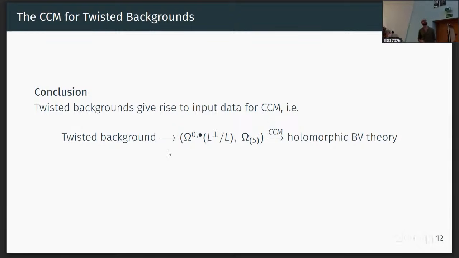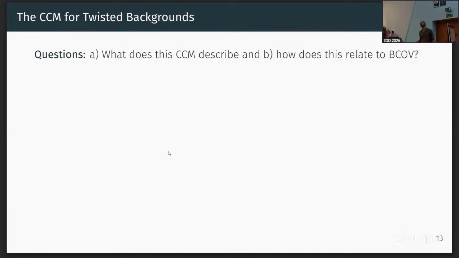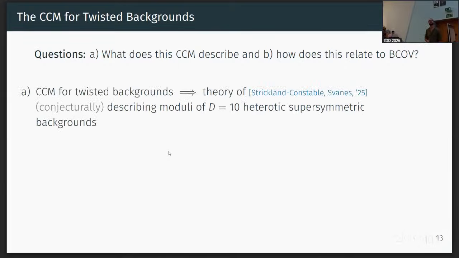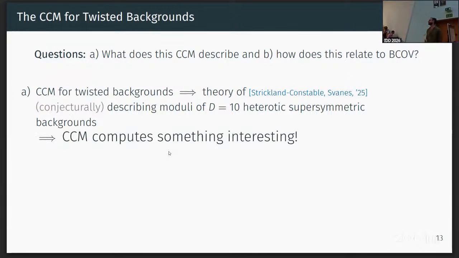I'm going to quickly come to the end here, which now leads us to 2 questions. What does this Courant contact model for this twisted background describe, and how does it relate to BCOV? So the first question is answered by the CCM giving rise to some kind of theory that my supervisor wrote down that computes the moduli of D=10 heterotic supersymmetric backgrounds, which means the CCM computes something interesting in physics.